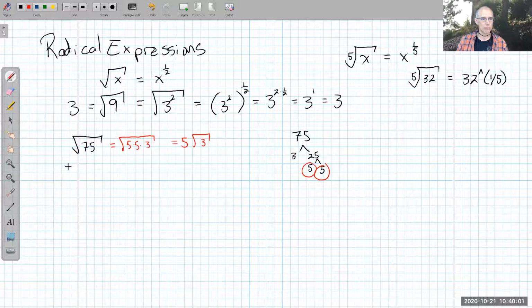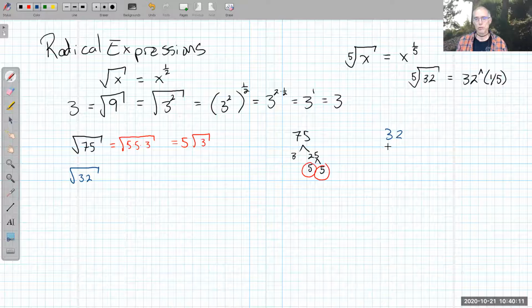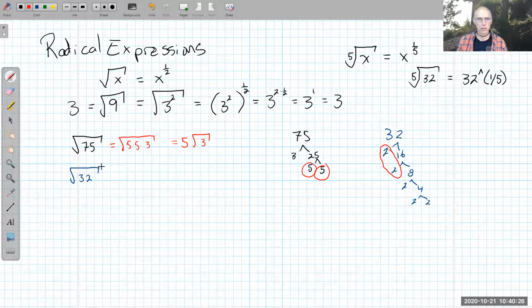Let's try another one. Suppose we had the square root of 32. If I do a factor tree on 32, it's even, so 2 goes in there, 16, still even. 2 goes in there, 8, still even. 2 times 4, and then 4 is 2 times 2. Every time I have a pair of factors, one pops out. So there's one pair, and a 2 is going to pop out. There's another pair, so another 2 is going to pop out. Then this one's all by itself, so it's stuck inside the root.